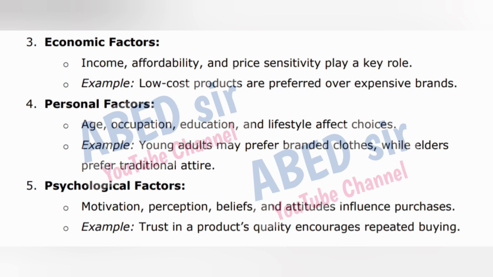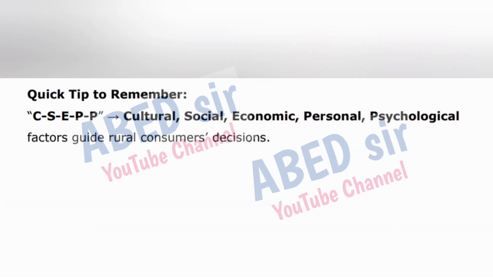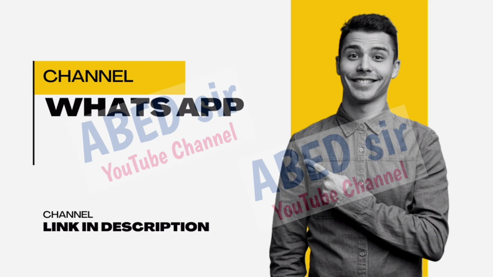5. Psychological factors. Motivation, perception, beliefs, and attitudes influence purchases. Example: trust in a product's quality encourages repeated buying. Quick tip to remember: CSCPT, cultural, social, economic, personal, psychological factors guide rural consumers' decisions. Next important short question is: 3.